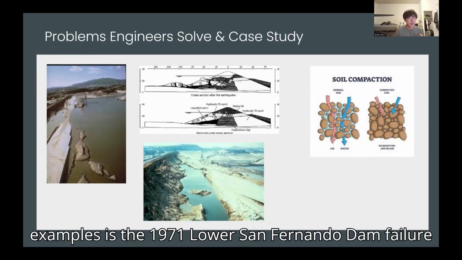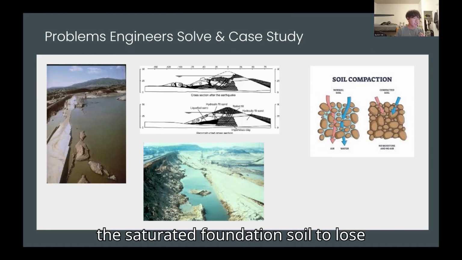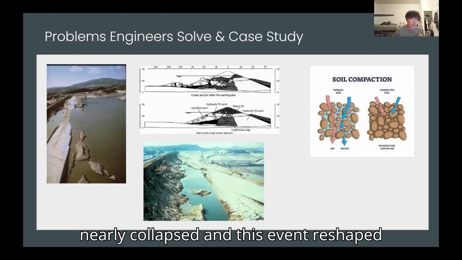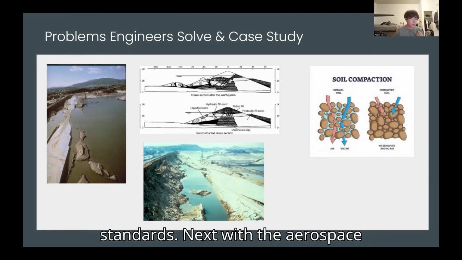A major historical example is the 1971 Lower San Fernando Dam failure, where an earthquake caused a saturated foundation soil to lose strength through liquefaction. The dam nearly collapsed, and this event reshaped U.S. dam safety and geotechnical design standards.